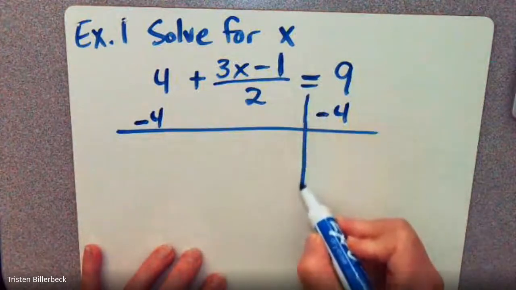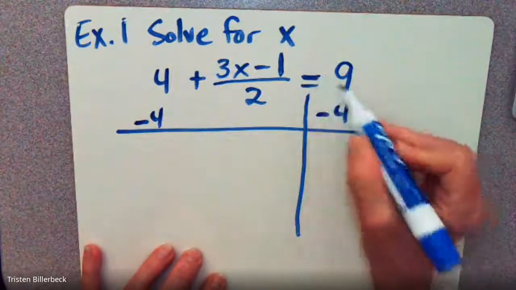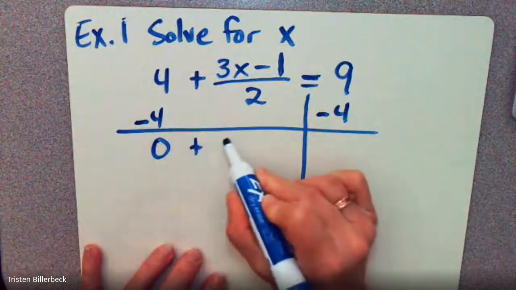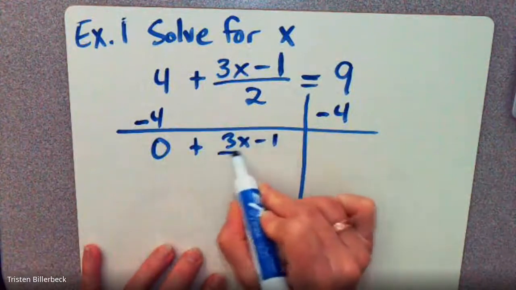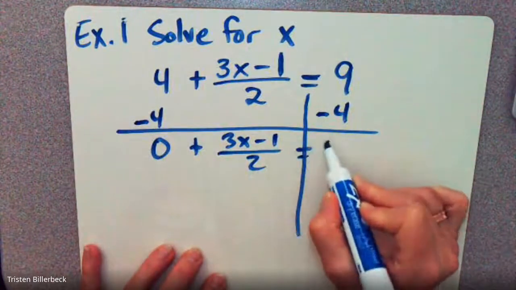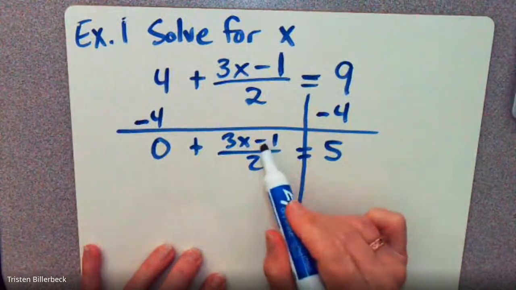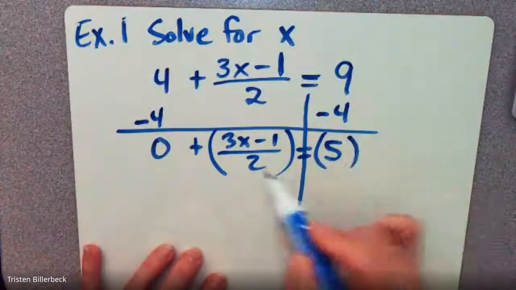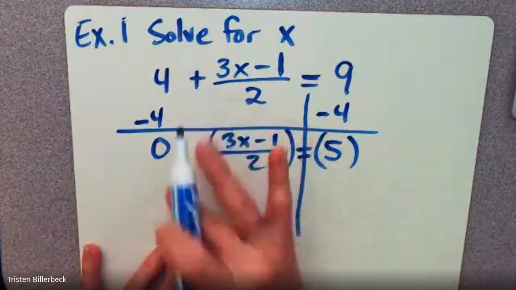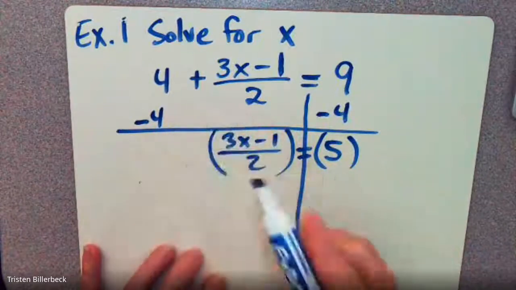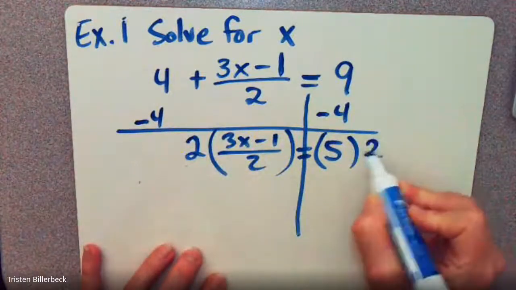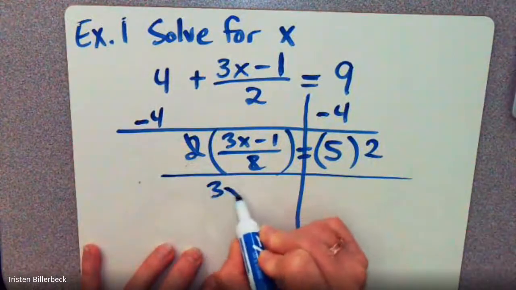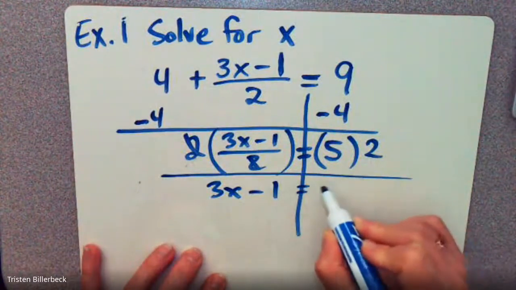Okay, and remember we have a balance bar going on here. So whatever I do on this side of the equal sign, I do on this side. So that's 0, and then I have plus 3x minus 1 over 2 equals 5. Okay, I want to get rid of this 2 down here, so what I'm going to do is a multiplicative inverse on both sides. So I don't really need the 0 here anymore. So I'm going to multiply by 2 on both sides, which cancels that out. And I have 3x minus 1 equals 10.